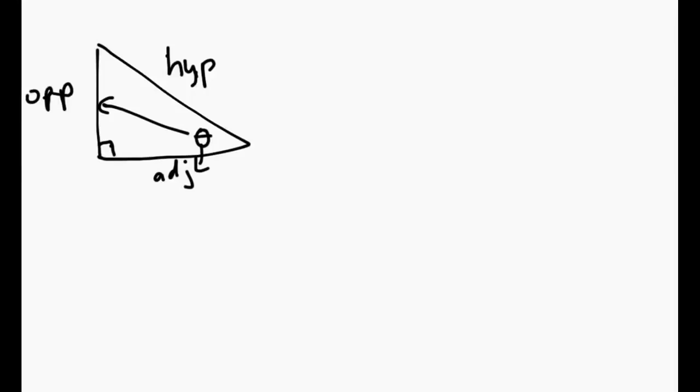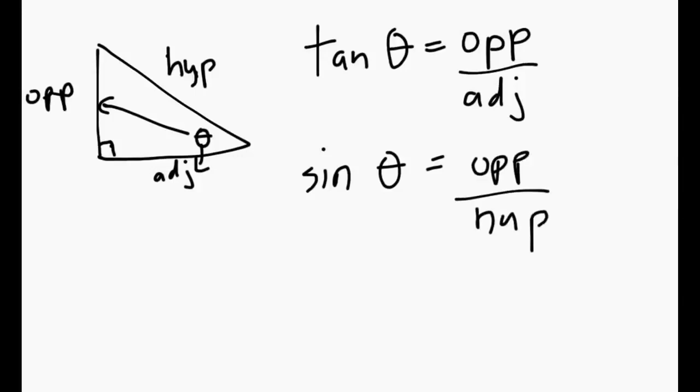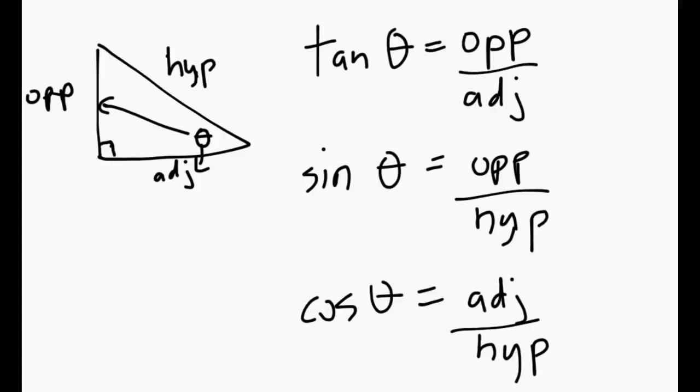So be careful how you label your triangles, and then after that you just remember to use the three formulas. So if our question has opposite and adjacent, we use tangent. If our question is opposite and hypotenuse, we use sine. And if our question is adjacent and hypotenuse, then we use cosine. So there's our three formulas for any particular right angle triangle.